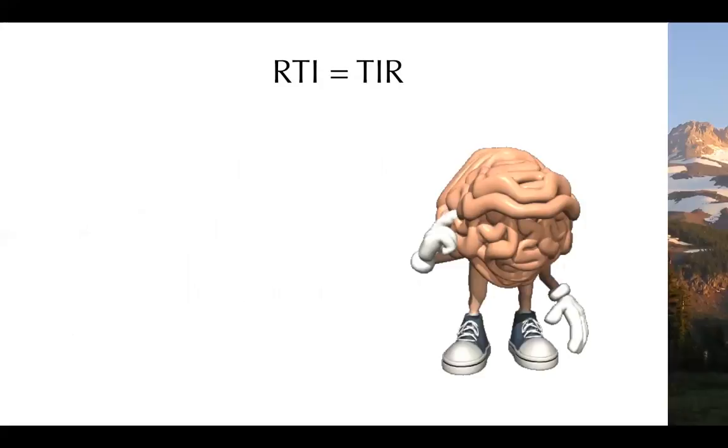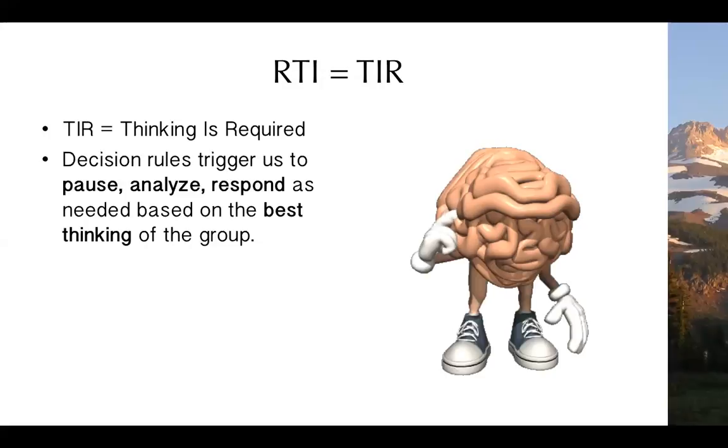So I often say that RTI is TIR, and that means that thinking is required. Decision rules is a very ominous type of term, but really what that means is it provides the structure of how we bring our brains to this conversation. So they're really these triggers. We pause, we analyze, and we respond. And that's why it's best to have a group of people in this discussion to determine what is the need for this student or this group of students in order for them to be successful.